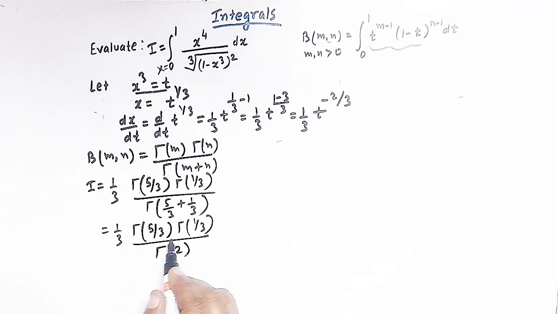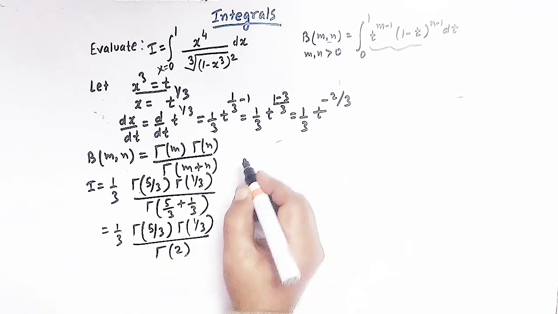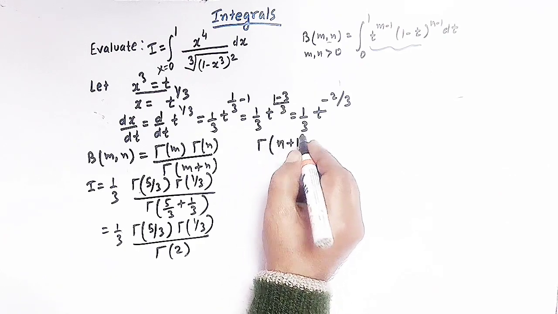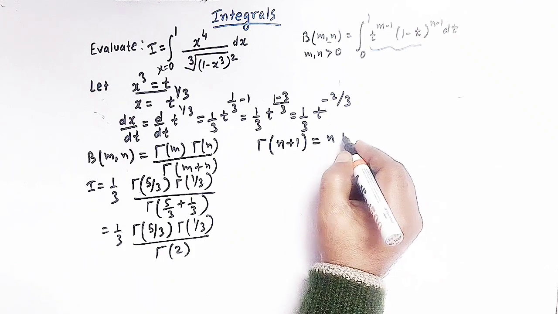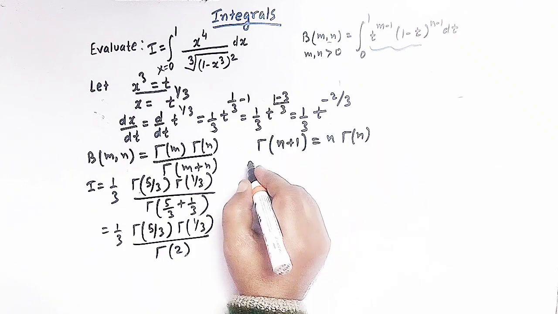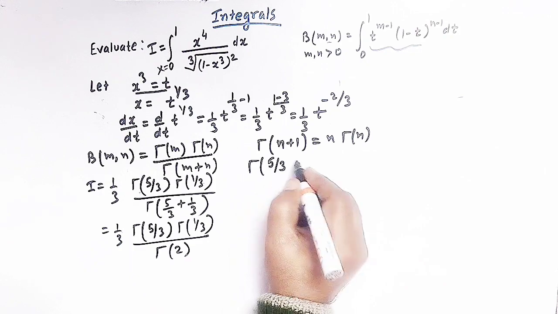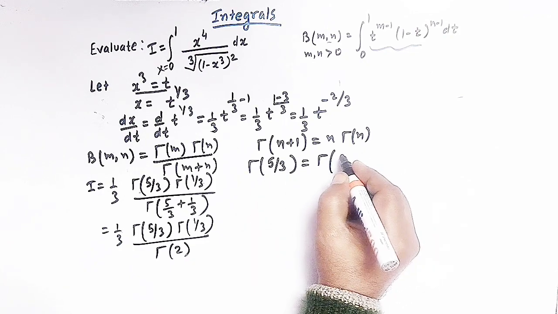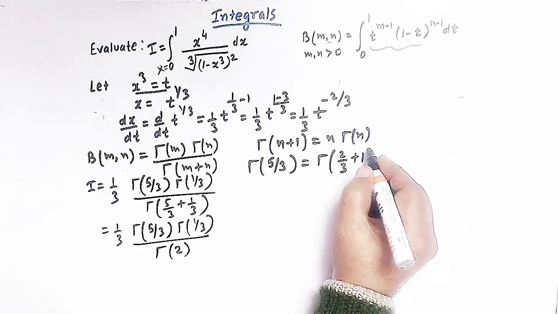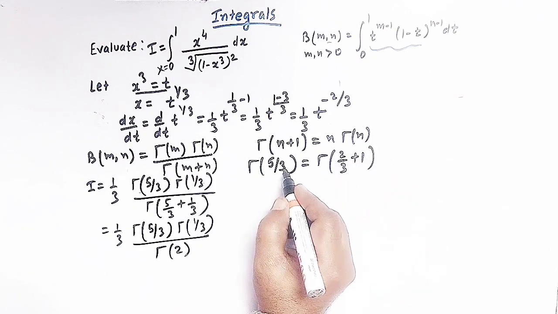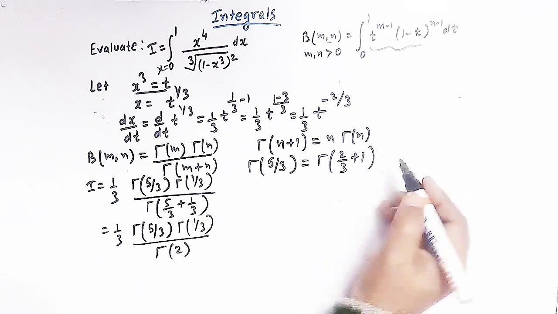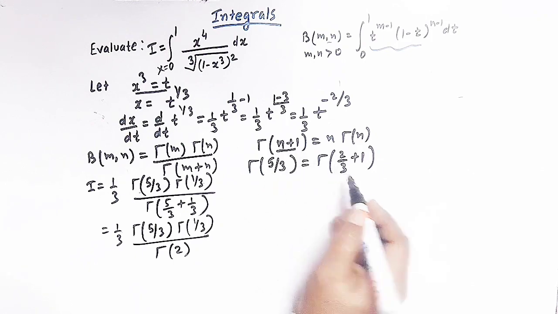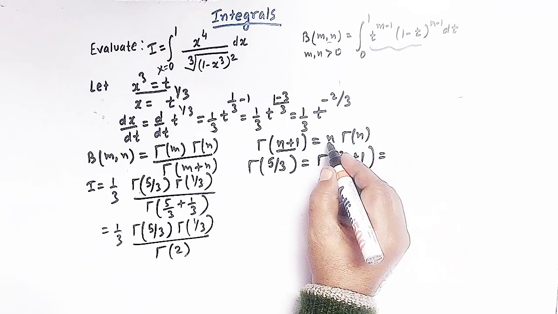So now to get the value of gamma 5 over 3, let us make use of this important result, that is gamma n plus 1 is equal to n times gamma n, right? So if we take gamma of 5 over 3, then gamma 5 over 3 can be written as here we can write 2 over 3 plus 1, right? So we can split 5 over 3 as 2 over 3 plus 1. So if we compare this expression with this one, then n is 2 over 3. So here we can now use this expression.